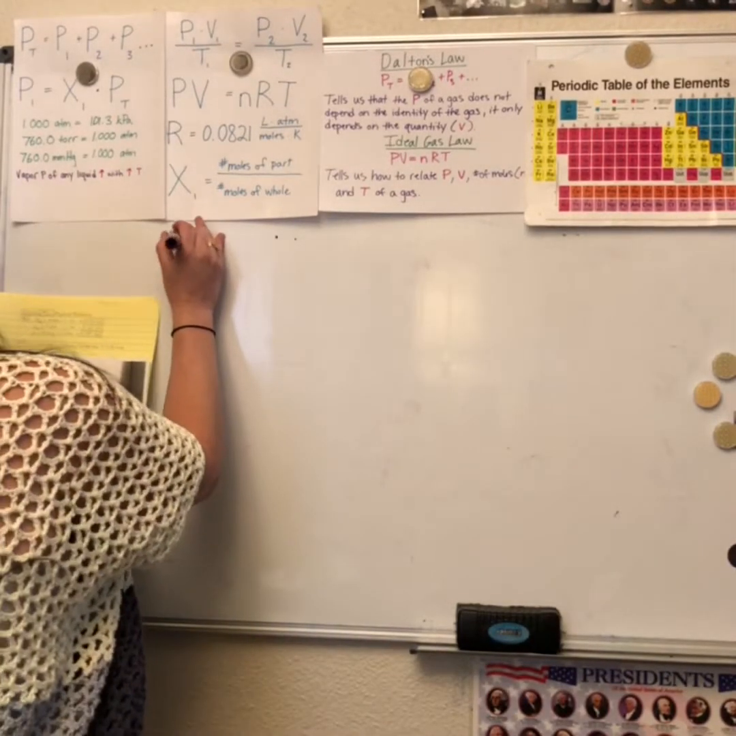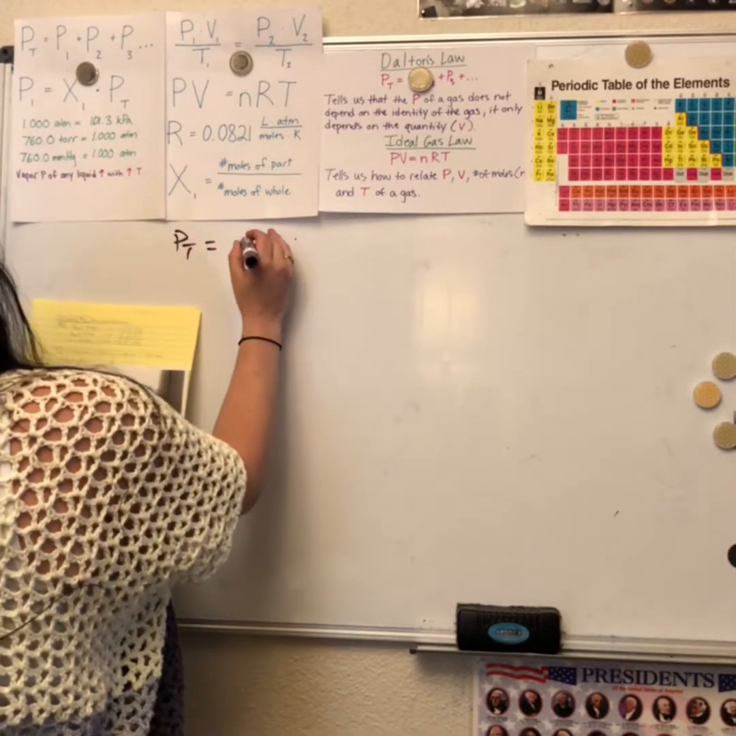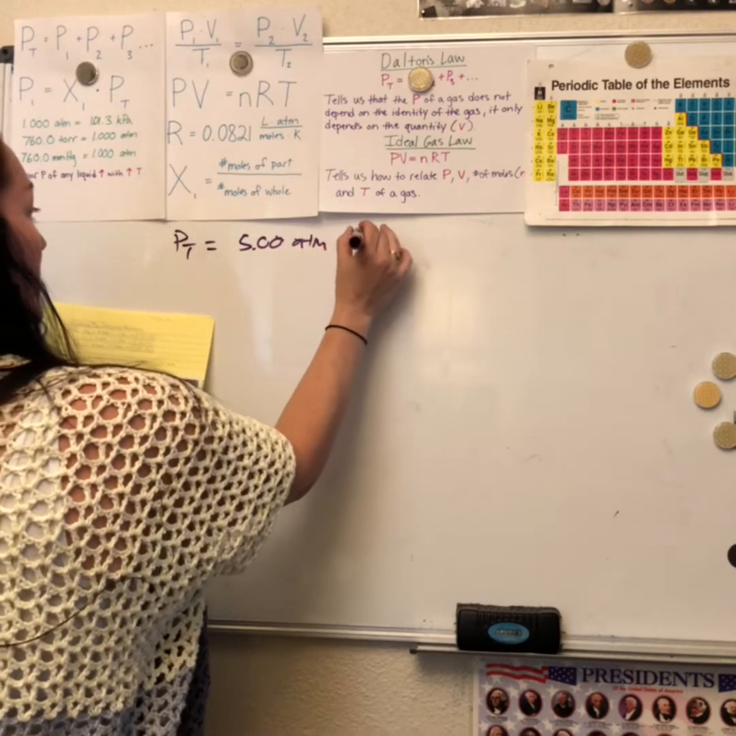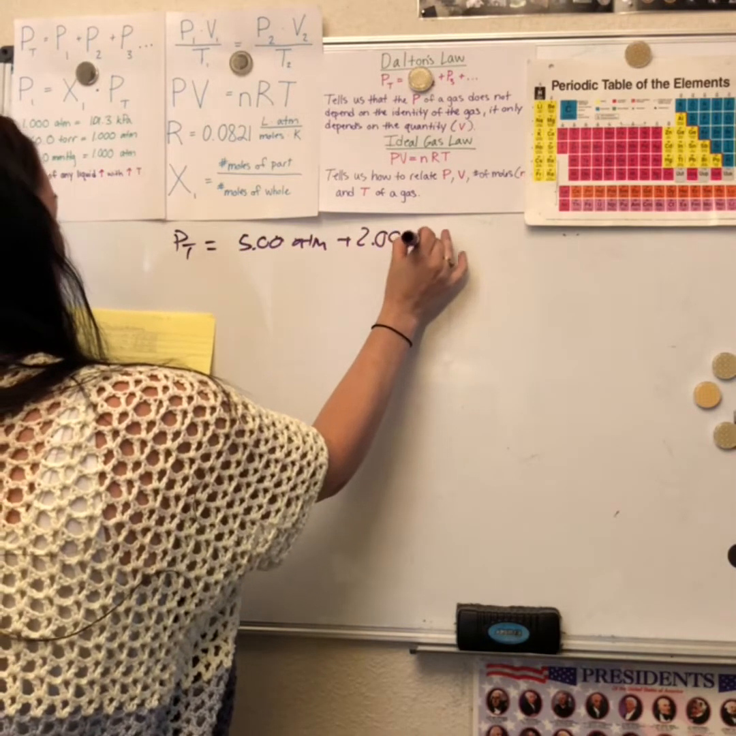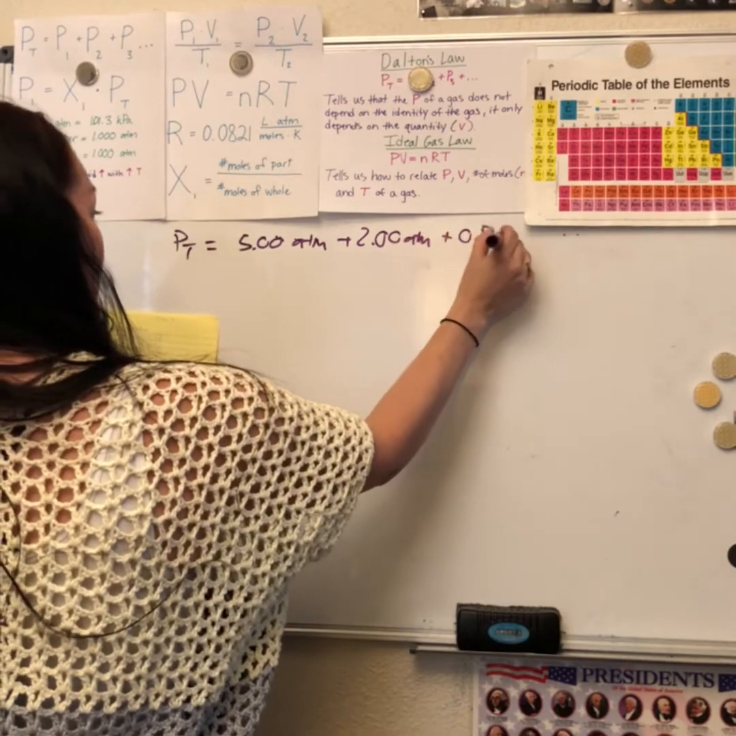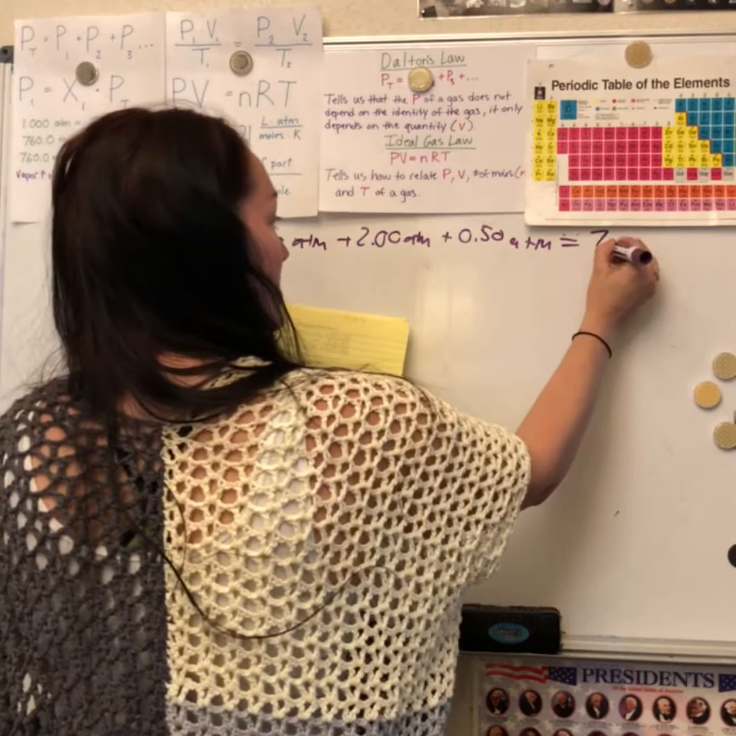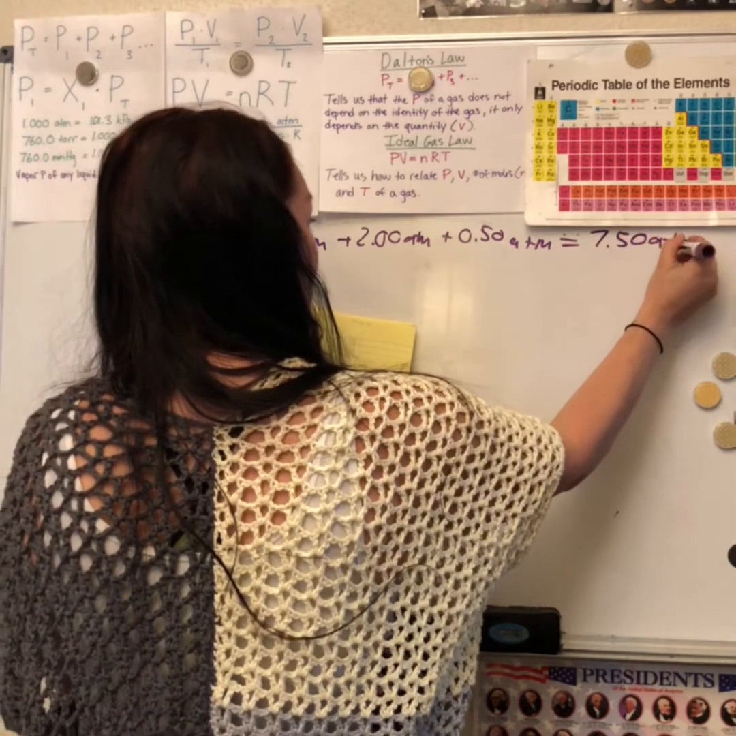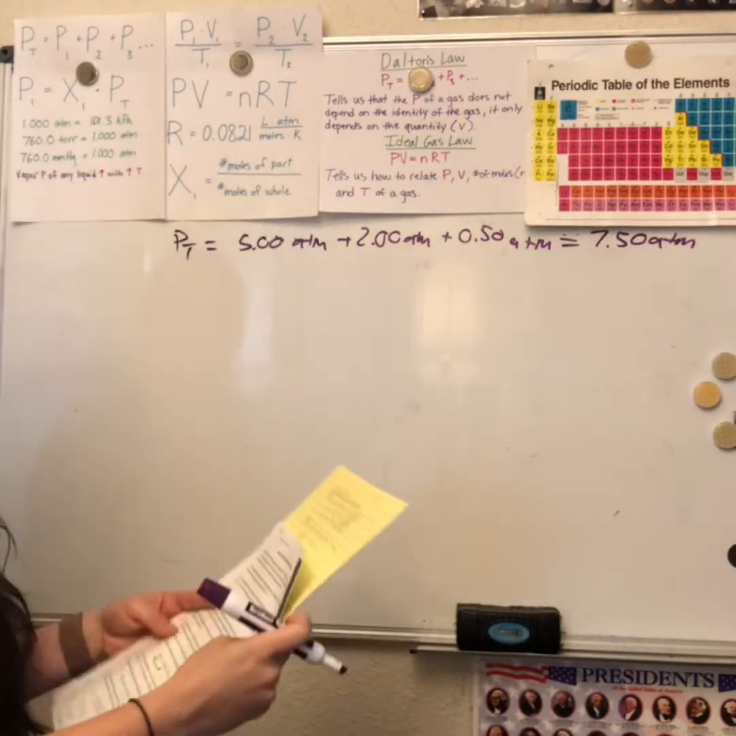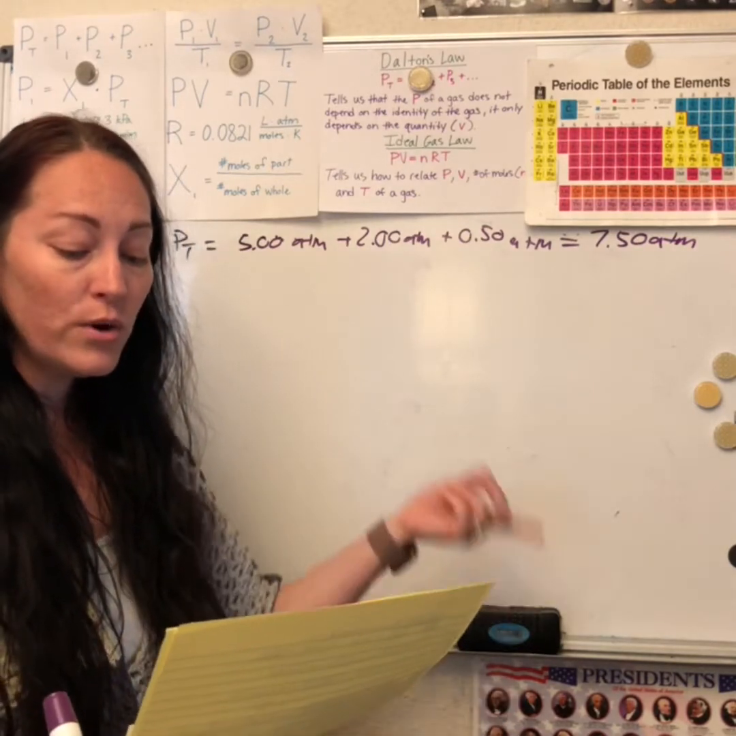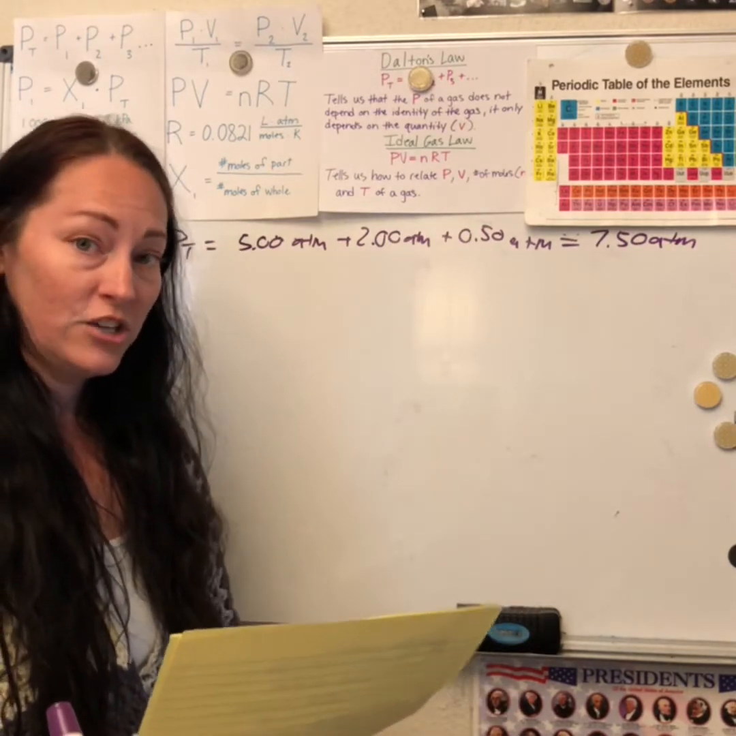Okay, so if I have pressure total, it's going to be 5 atmospheres for the first, plus 2 atmospheres for the second, plus 0.50 atmospheres. So in total, that is 7.50 atmospheres. So that's your total pressure. But that's not all they asked for. They wanted the total pressure, then they also asked, what is the mole fraction for each gas?